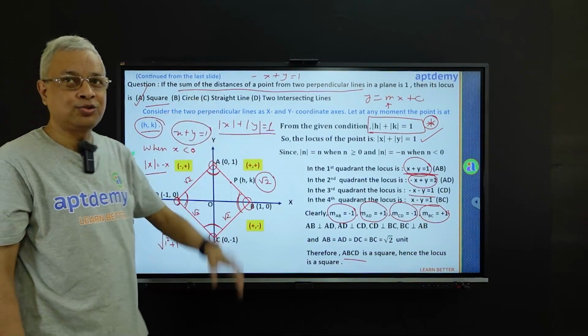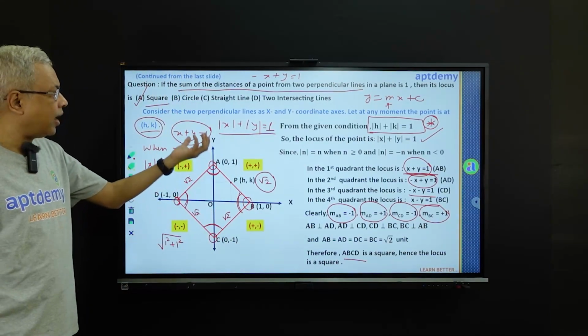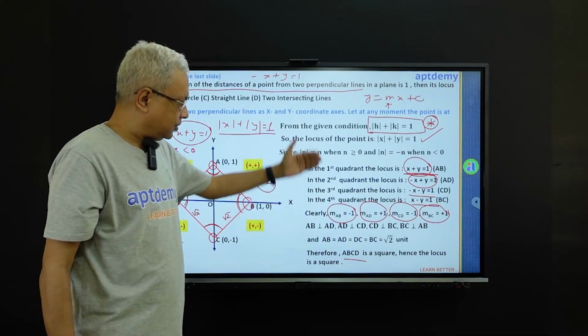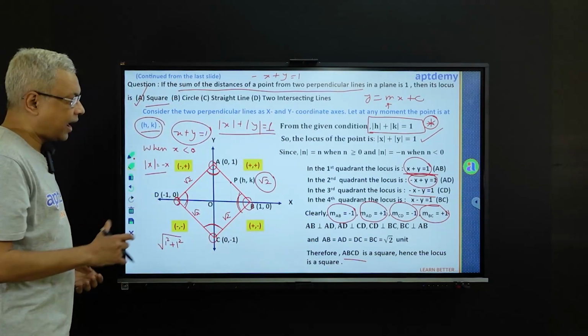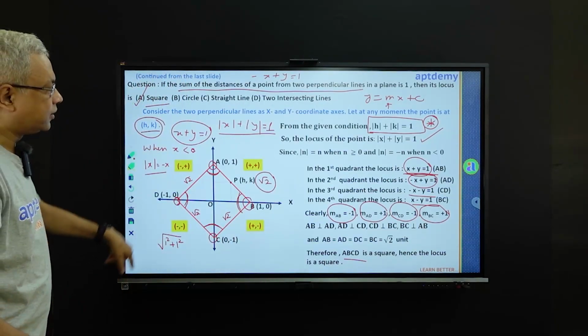I hope you have understood the problem. It is a very interesting problem, and if you understand the concept behind the solution, then you can crack many such interesting problems related to locus of a point.